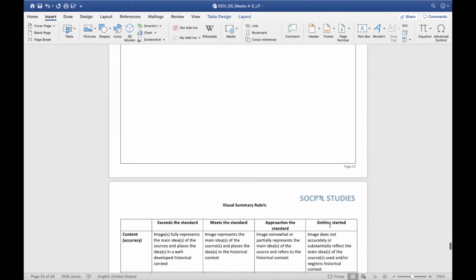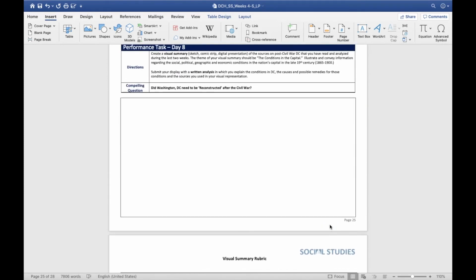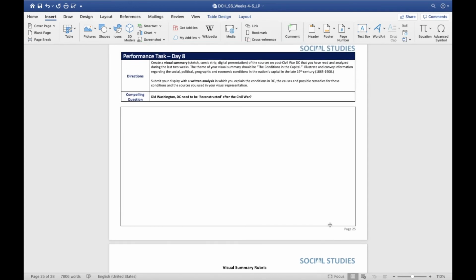Remember to read and annotate your text and your sources to best help you complete the performance task. The performance task is to design a visual summary in which you depict the social, political, economic, and geographic conditions in DC after the Civil War. Visual summaries should accurately depict historical context and include a written explanation that includes 4 to 6 pieces of evidence.